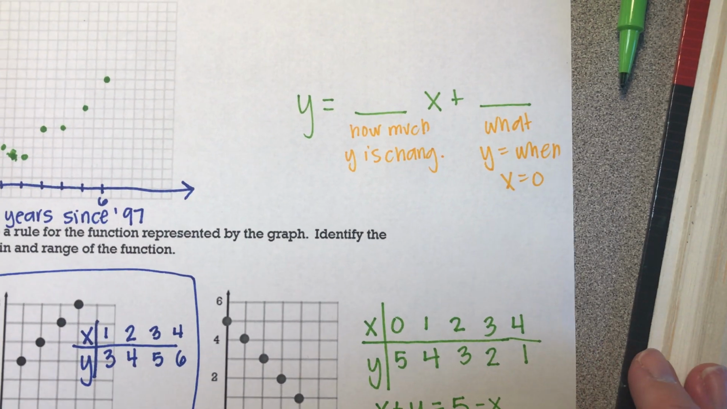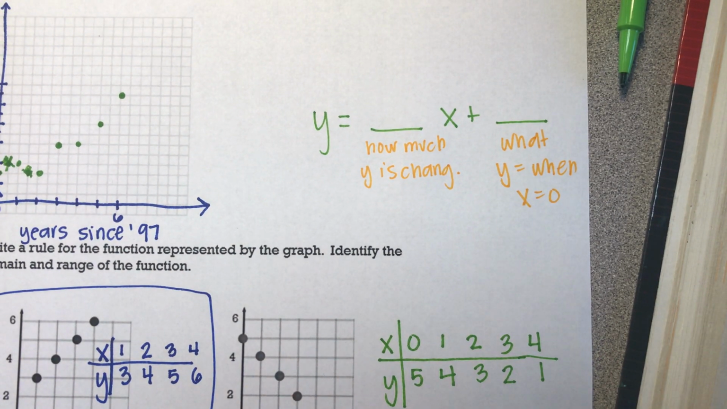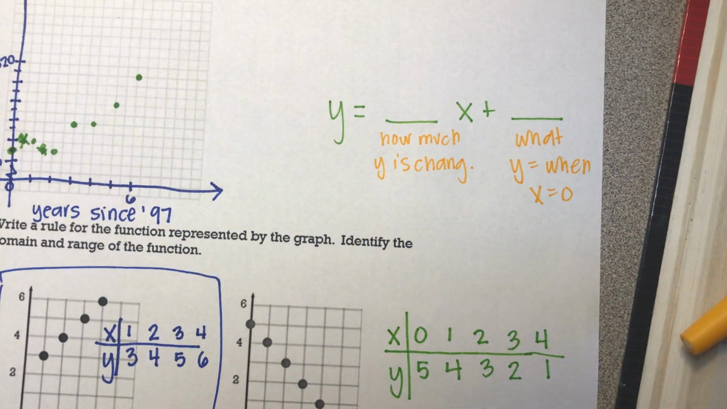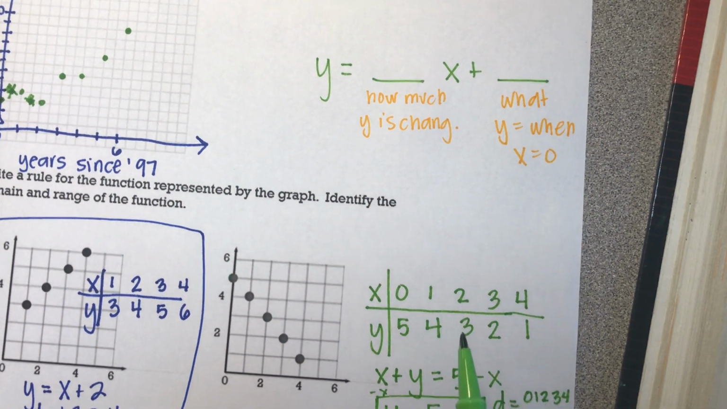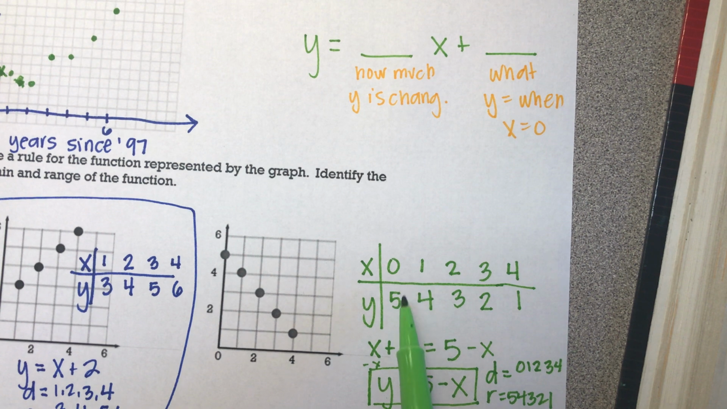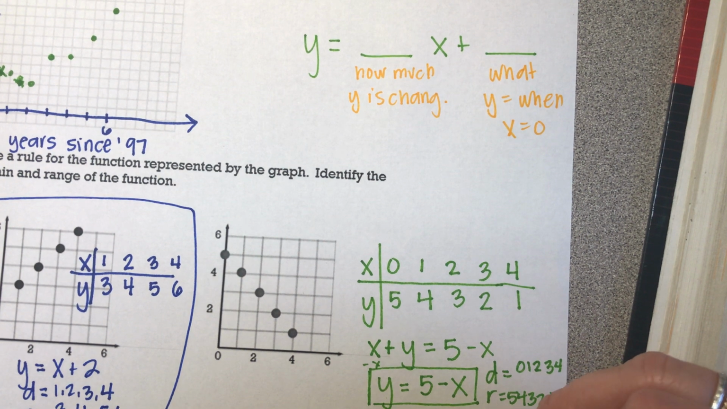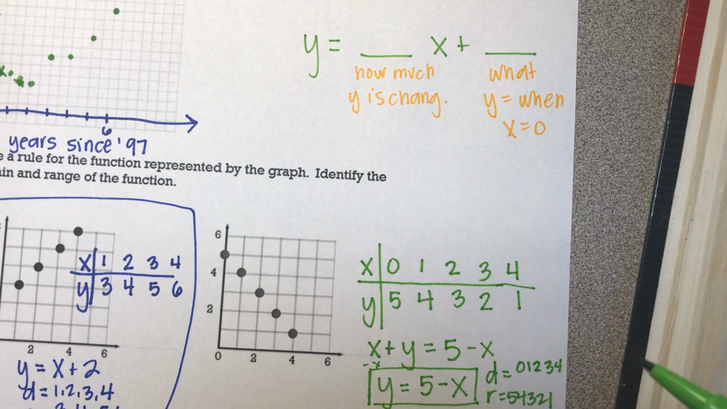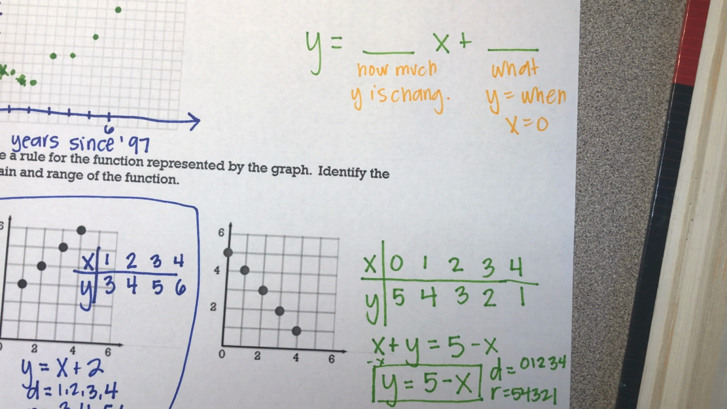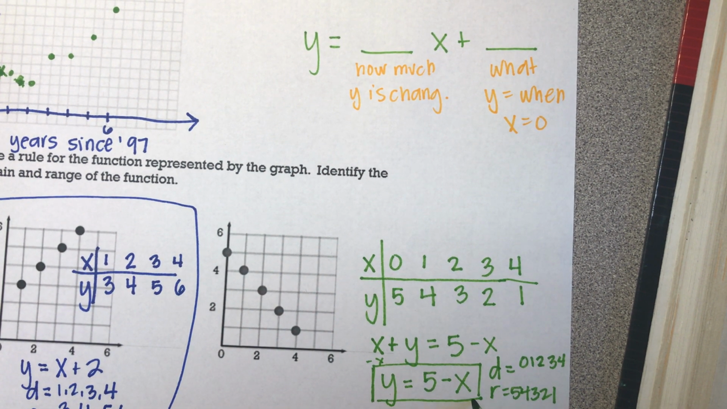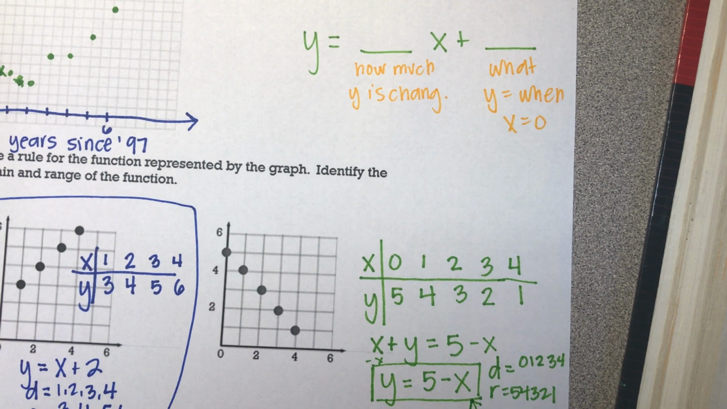Okay, so pause the video for a second if you need to write that down. Okay, and then I'll show you how it applies to both of these. So look at this example. How much is y changing every time? It's going down 1. Okay, so let's rewrite this. Y equals blank x plus blank. So it's going down 1 every time, and when x was 0, what was y? 5. That means the exact same thing as this right here.